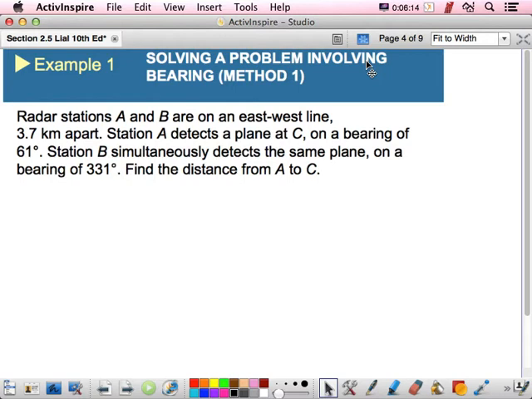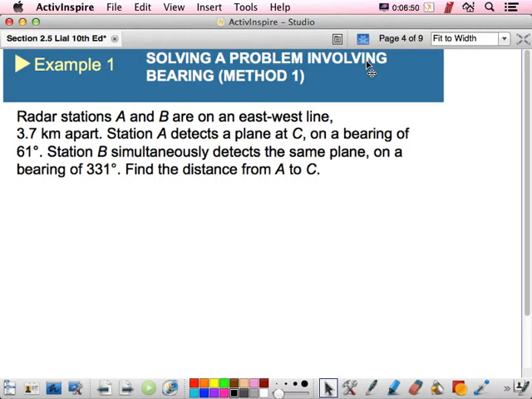Okay, so let's do an example of a word problem that would require you to use that first type of bearing. This problem says there are radar stations A and B, and they're located on an east-west line. They are 3.7 kilometers apart. Station A detects a plane at point C, and the plane is on a bearing of 61 degrees from Station A. Station B simultaneously detects the same plane on a bearing of 331 degrees. We would like to find the distance from A to C.